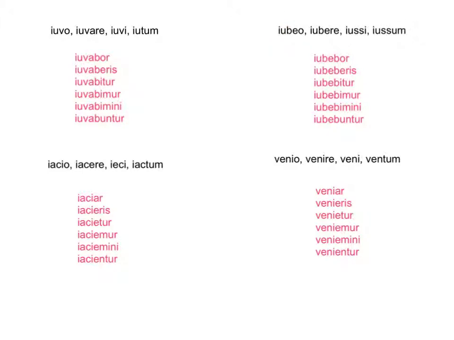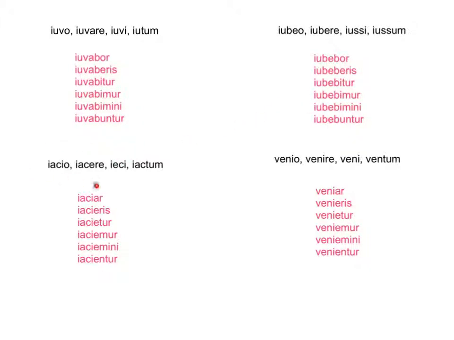Same thing for second conjugation, iubeo, iubere, iussi, iussum, to command. We get iubebor, iubebitur, iubebimur, iubebimini, iubebuntur, just like you would expect, but instead of iubebiris, it goes iubeberis. So that I changed to an E, just like in third conjugation present passive.